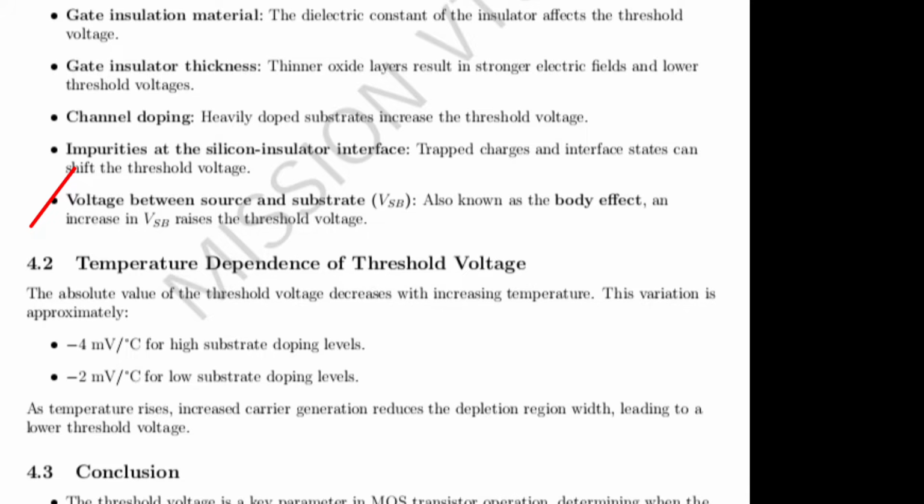And we can't forget that temperature is also an important factor or parameter in the threshold voltage. Let us discuss this also. The absolute value of the threshold voltage decreases with increase in the temperature. As the temperature increases, the threshold voltage decreases.